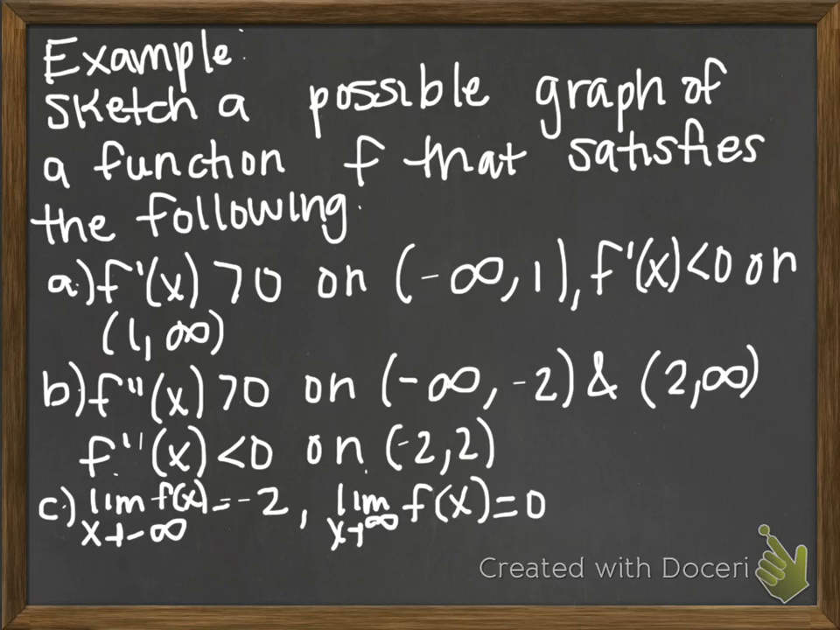All right, let's try an example. You might want to write this down. Sketch a possible graph of a function f that has the following. f prime of x is greater than 0 on negative infinity to 1. f prime of x is less than 0 on 1 to infinity. f double prime of x is greater than 0 on negative infinity to negative 2 and 2 to infinity. And f double prime of x is less than 0 on negative 2 to 2. The last part is the limit of f of x as x approaches negative infinity is negative 2, and the limit as x approaches infinity of f of x is 0.